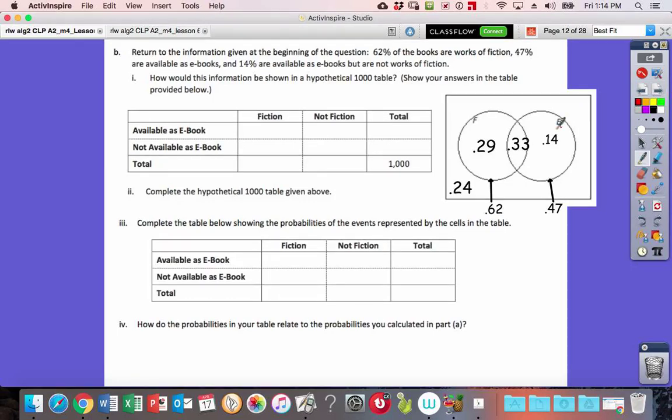Okay, the next one says, oh, do you remember those two-way tables? So what I did was I copied the Venn diagram that we just filled out so that I could see it. And I want to fill out this one, that two-way table. And we're going to do, remember it's hypothetical of 1,000, and we do that for a reason, so it's really easy to fill out the table. And let me go to that one really quick.